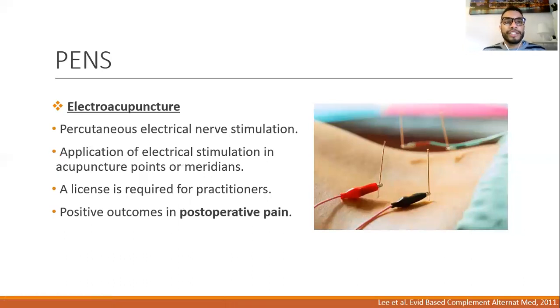We have PENS, which is percutaneous electrical nerve stimulation. The difference compared to TENS is that in TENS, the transcutaneous electrical stimulation, we place an electrode over the skin, so we have a transcutaneous delivery of electrical current. In the case of PENS, this is percutaneous, meaning that this is the application of electrical stimulation in acupuncture points or meridians. We have needles that are introduced into the skin. So it's not transcutaneous, it perforates the skin.